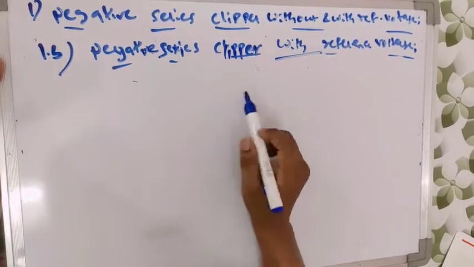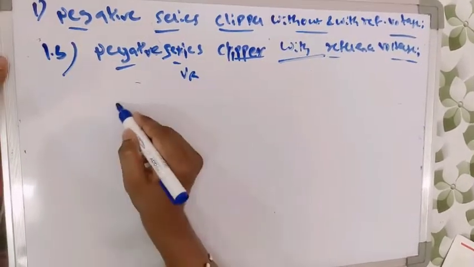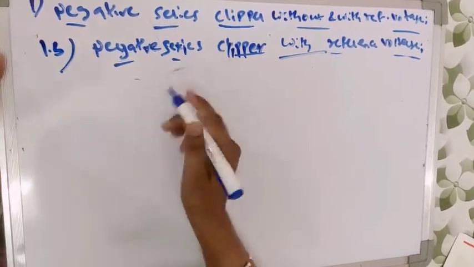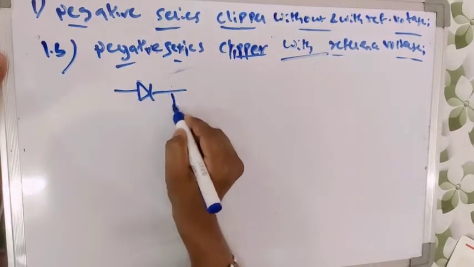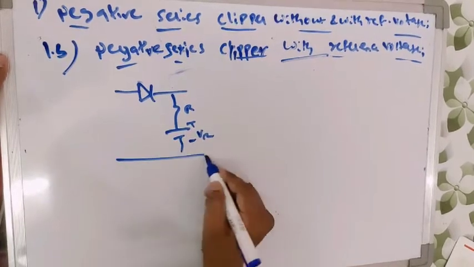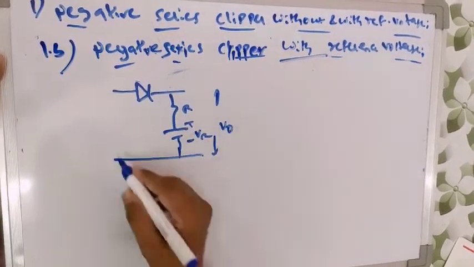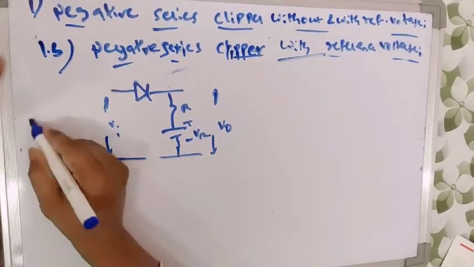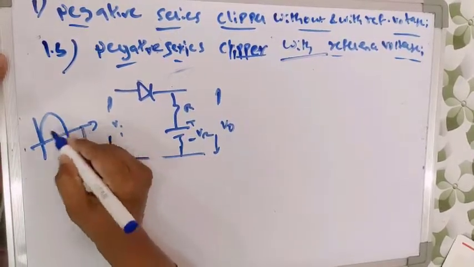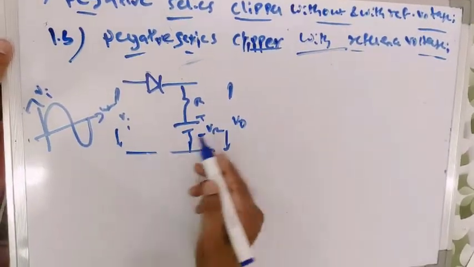Now the second one is the negative series clipper with reference voltage. Let us consider the reference voltage is VR, along with the resistor. So this is a series diode along with a reference voltage. Let us consider a positive reference voltage is applied along with the resistor. The input is given to the diode here. The input signal is a sinusoidal signal. So when you apply the sinusoidal signal input here, what will be the corresponding output we are getting?